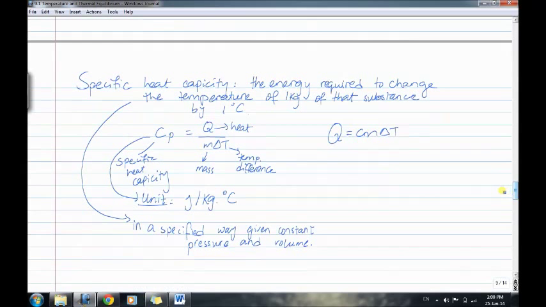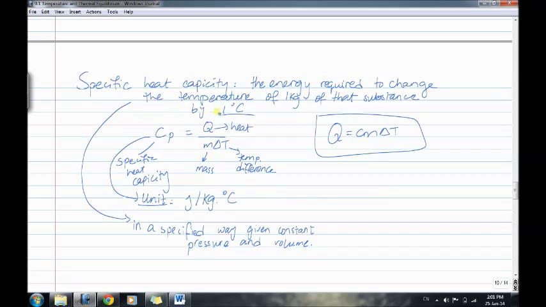Now, specific heat capacity. It is the energy required to change the temperature of 1 kilogram of that substance by 1 degree Celsius. So we have two formulas: Cp, which is the specific heat capacity, and the unit is joules per kilogram degree Celsius, equals Q over the mass times delta T. Delta T is the temperature difference, M is the mass, and Q is the heat. Then you also have the other formula, which is Q equals C m delta T.